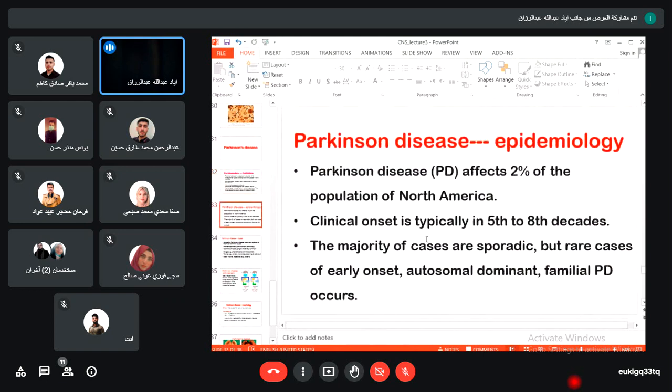If we talk about the epidemiology of Parkinson's disease: Parkinson's disease is a common cause of movement disorder. It affects about 20% of the population. It's usually seen in the elderly. The onset typically occurs in the 5th to 8th decades; the presentation starts in the fifth to eighth decade. Most cases are sporadic. Sometimes there's an autosomal dominant or familial Parkinson's disease.